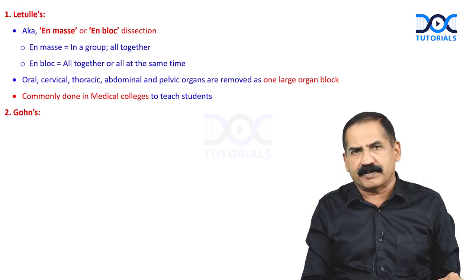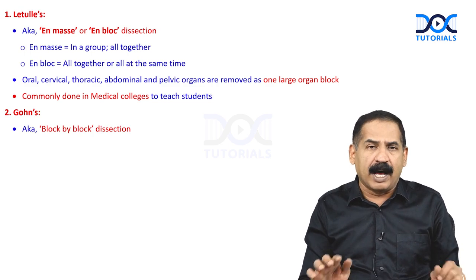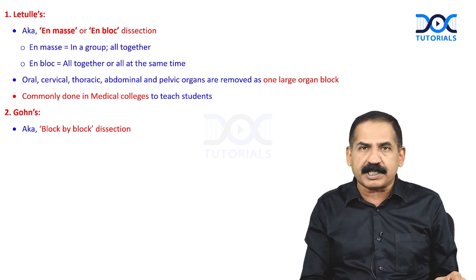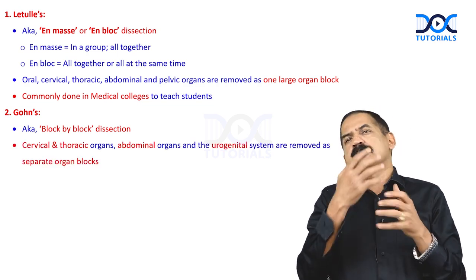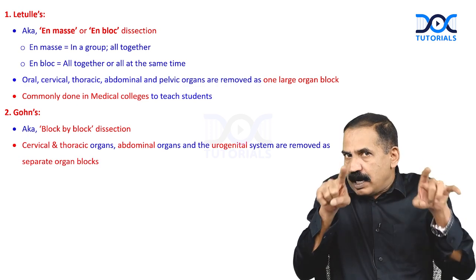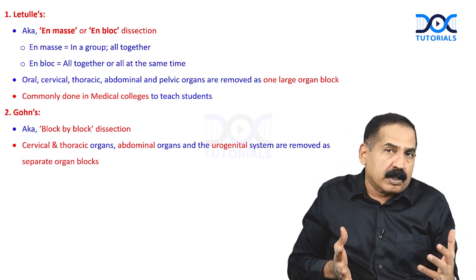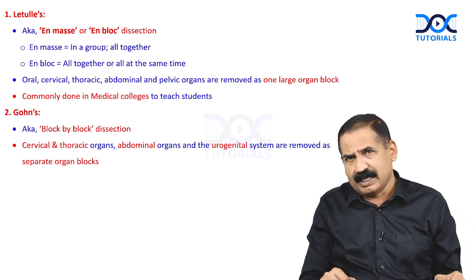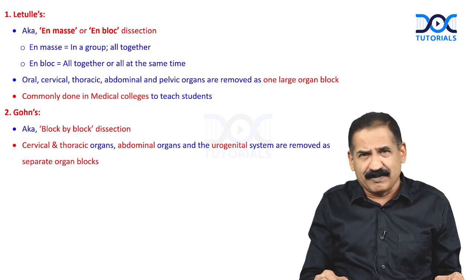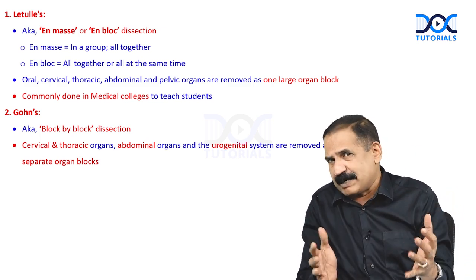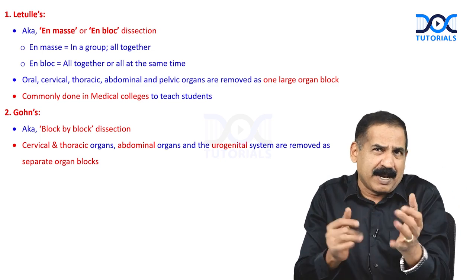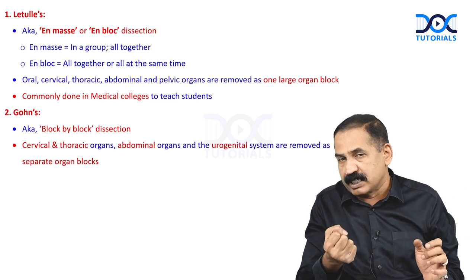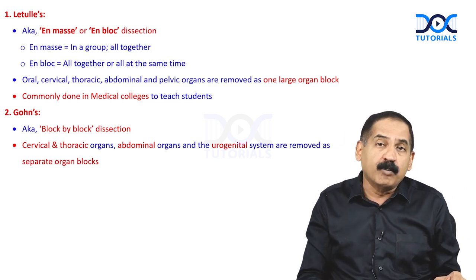Number 2, Gauss technique. Gauss technique of autopsy is also known as block by block dissection. Generally, cervical and thoracic organs as one block, abdominal organs as one block, and urogenital system are removed as one block. Later, it depends on the pathologist. For example, they may want to remove the hepatobiliary system as a block or the urogenital system as a block. Here, all the organs are not removed as a single block. That's what is known as block by block dissection.